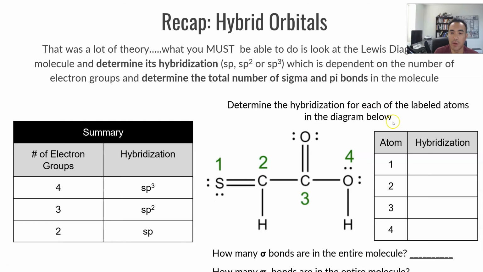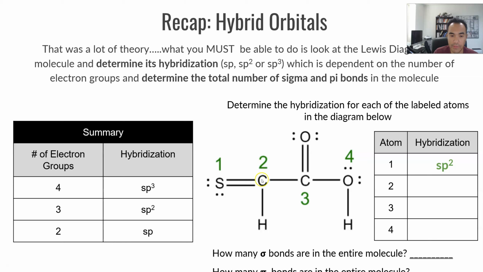It says determine the hybridization for each of the labeled atoms in the diagram below. Usually they'll ask you for how many pi bonds and how many sigma bonds, and then they'll ask you for hybridization for those. So again, 4 electron groups, sp3, 3 electron groups, sp2, and 2 for sp. If I were to take a look at atom 1, this would be sp2, and the reason is because I would have 3 electron groups: 2 lone pairs, that's 1, 2, and then your double bond would count as another electron group to the carbon. That's sp2.